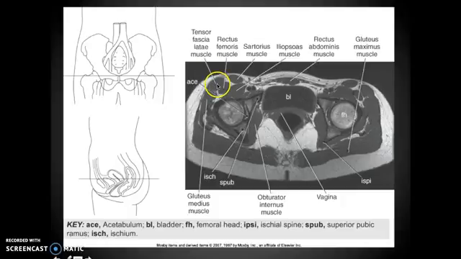So tensor fasciae latae with your rectus femoris, your sartorius muscle, your iliopsoas, your rectus abdominis, you have your bladder, your femoral head, your gluteus maximus coming out, and this is a female, so this is the vaginal canal right in here, and the obturator internus muscle, and we have the superior pubic ramus with your ischium, and your acetabulum with your gluteus medius muscle.